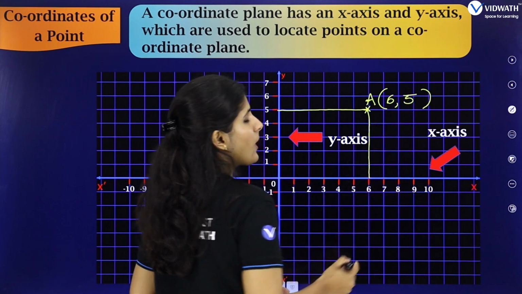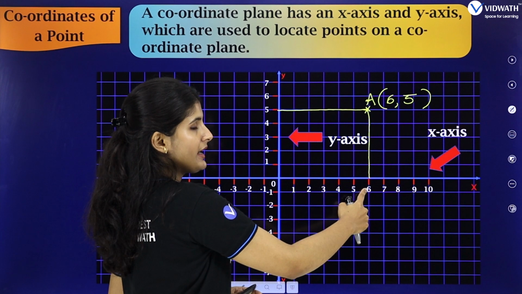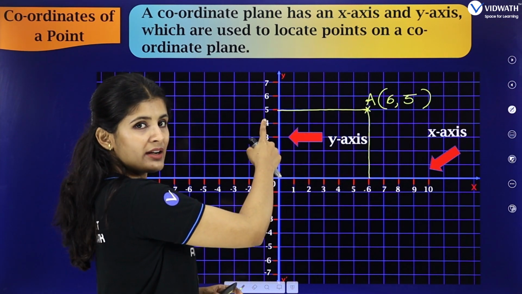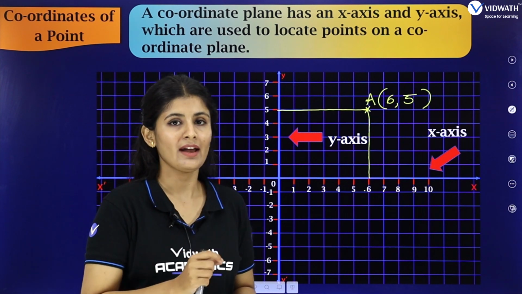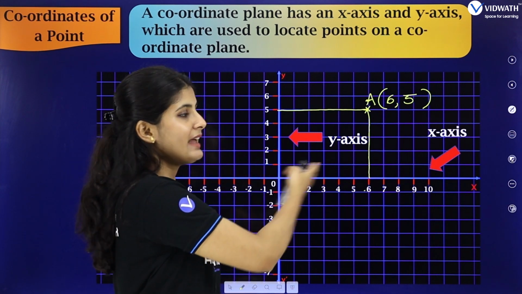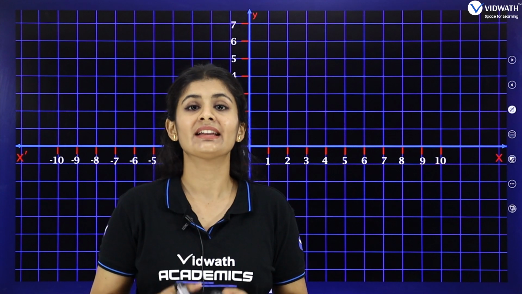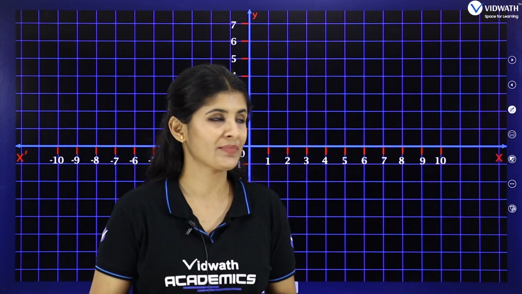That is, I am writing an ordered pair where 6 gives us the x coordinate, also known as the abscissa, and 5 gives us the y coordinate, also known as the ordinate. This is how we locate a point on a coordinate plane making use of the x and the y axis. Also, we can find the distance between 2 points on a coordinate plane.